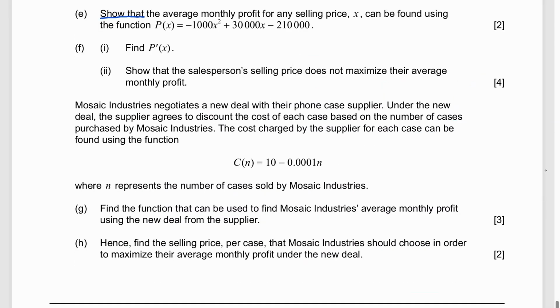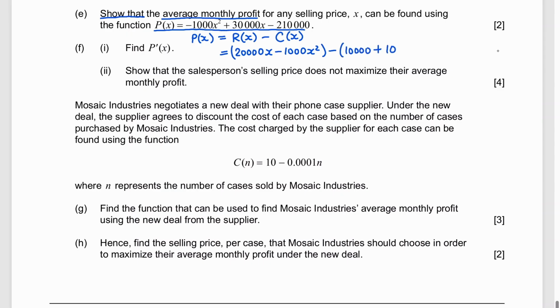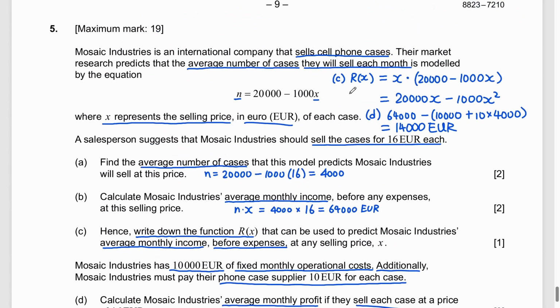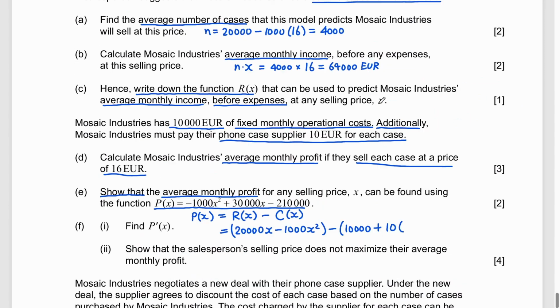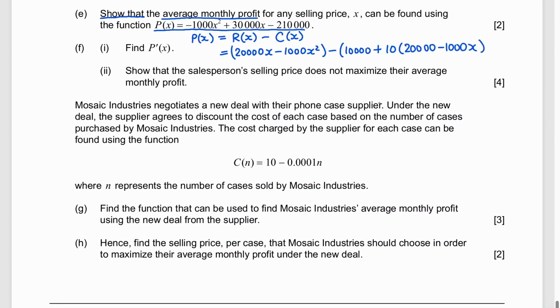Part E. We are asked to show the given expression for profit. Using the same idea as before, profit equals income minus cost. The income is R(x), which we found earlier, and the cost is 10,000 plus 10 times the number of cases n. Substituting n from the original model and simplifying gives the required expression for profit.